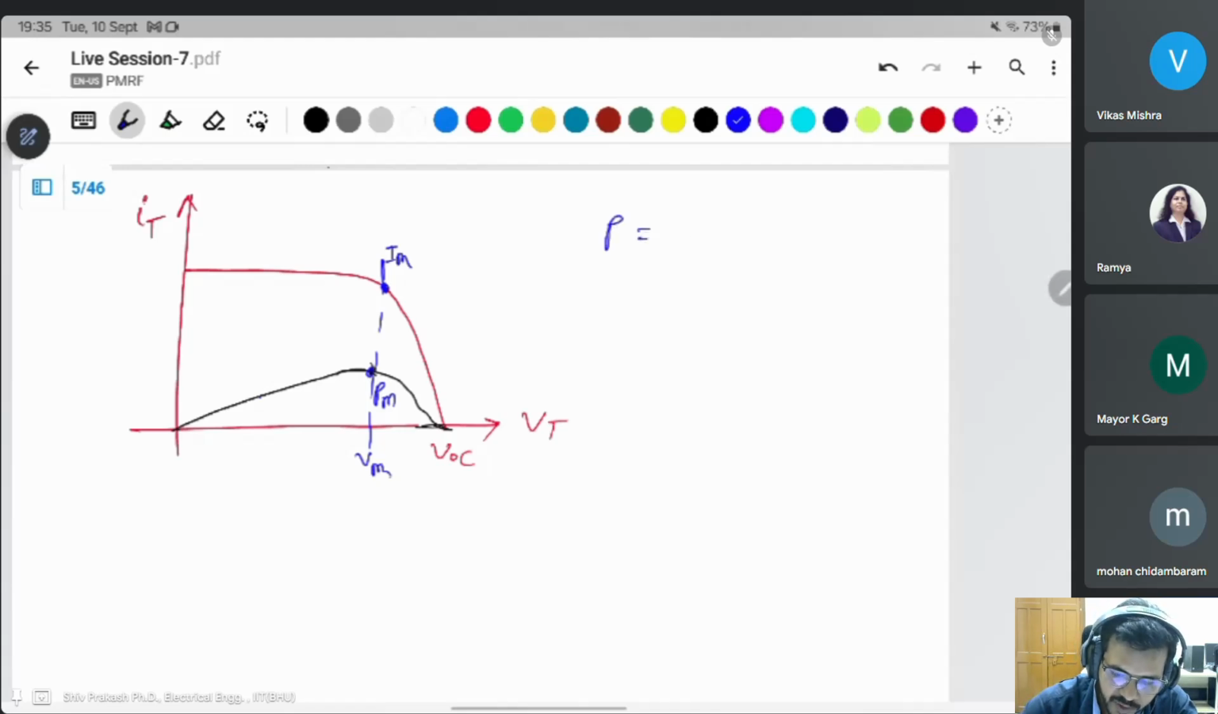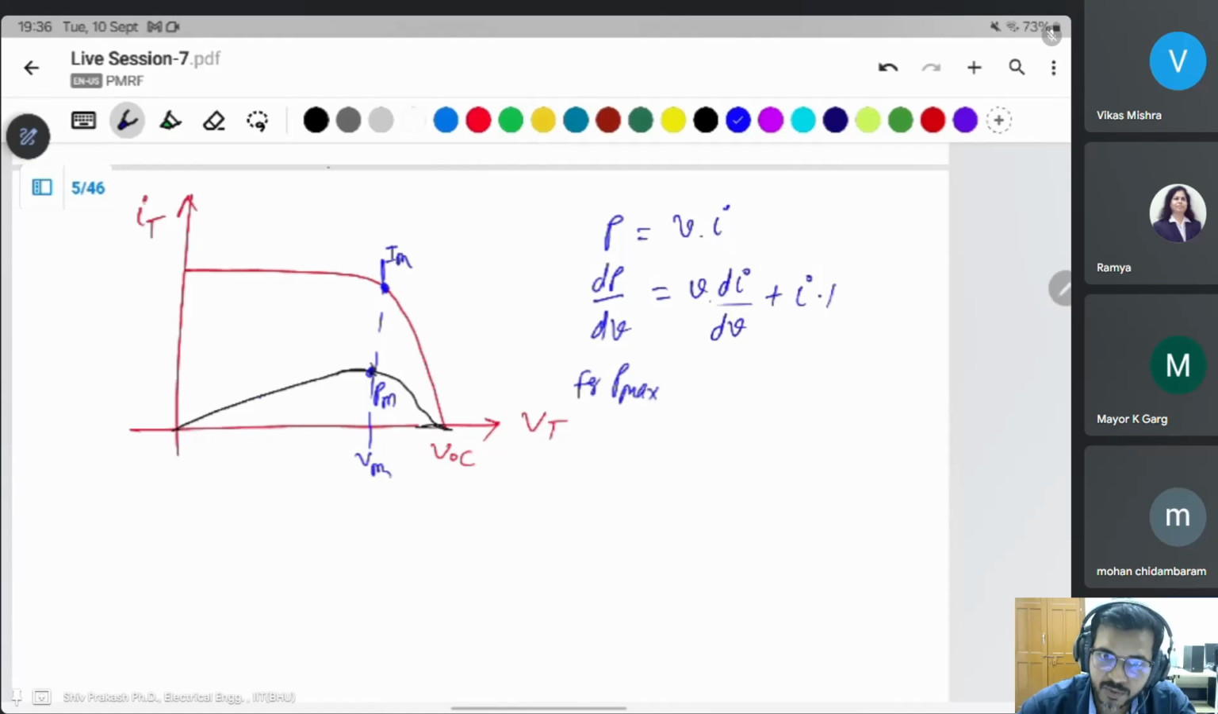You know that P is equal to V into I. If you differentiate this with respect to the voltage, there are two variables. First, take V, then second, V into dI by dV, and the first term differentiated with respect to V is 1. For Pmax, for maximum power, the first differentiation will be 0.